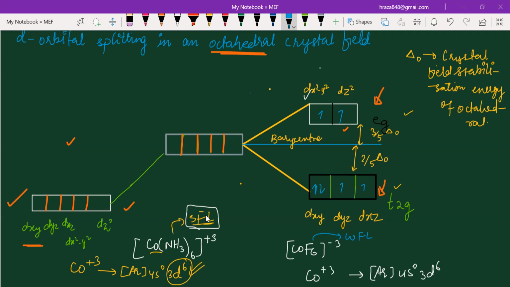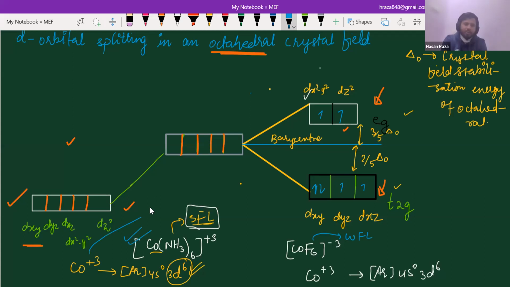Yes, sir. For this compound, the electronic configuration in terms of t2g and eg for Co3+ will be t2g6 eg0. Yes or no? In the previous one, all 6 electrons were paired. So it will be t2g6 eg0. But for CoF6, Co3+, a weak field ligand is there. That means it will be t2g4 and eg2. Are you getting my point?